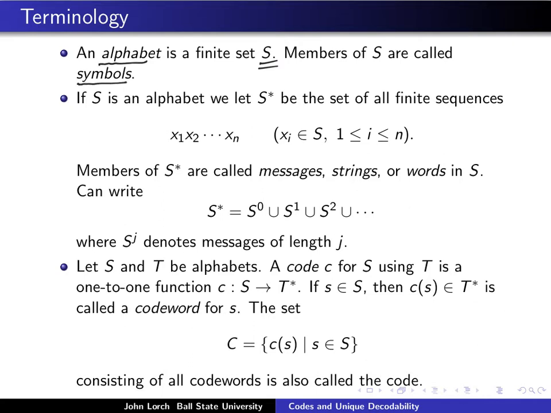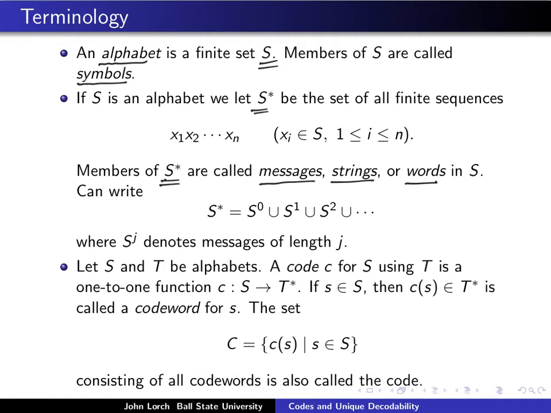Now, if we have an alphabet, what we like to do is form words. So this set, S star, is going to be the set of all finite sequences of symbols that belong to S. And sure enough, these members of S star are called words. Sometimes they're called strings, and sometimes they're called messages.